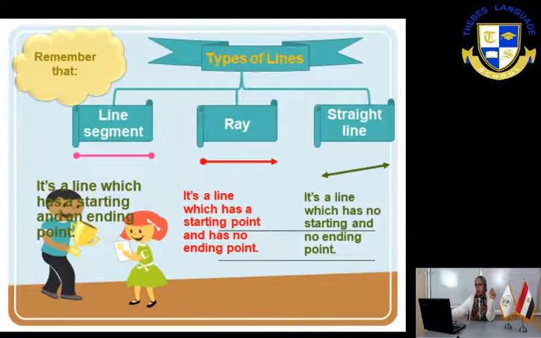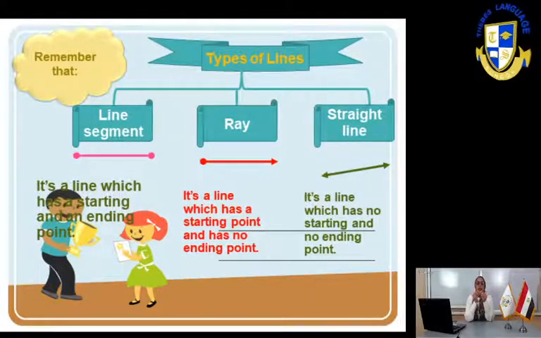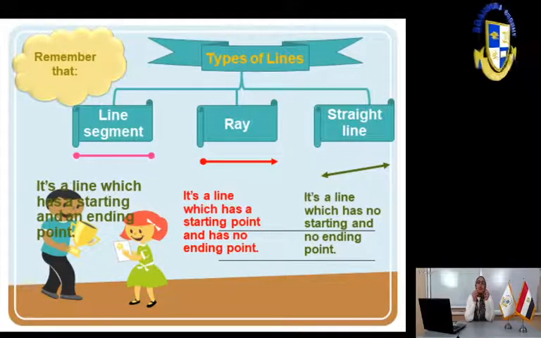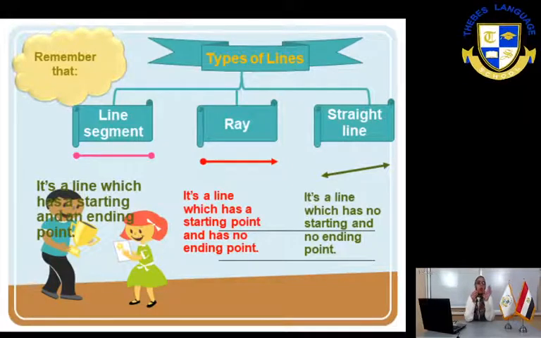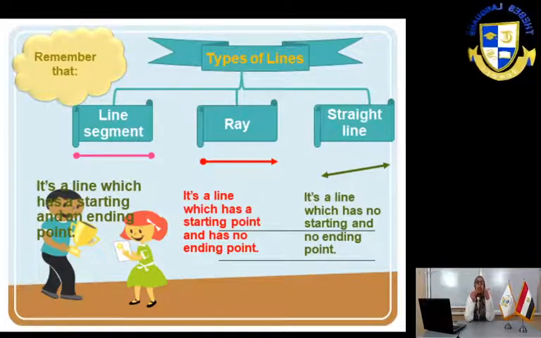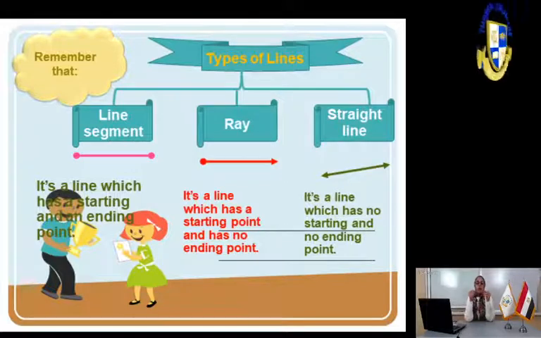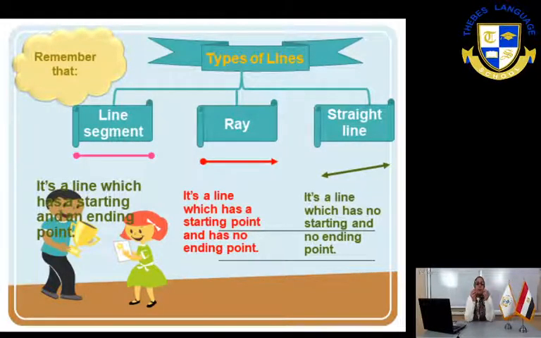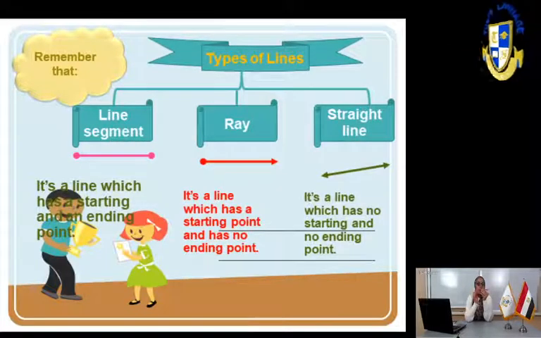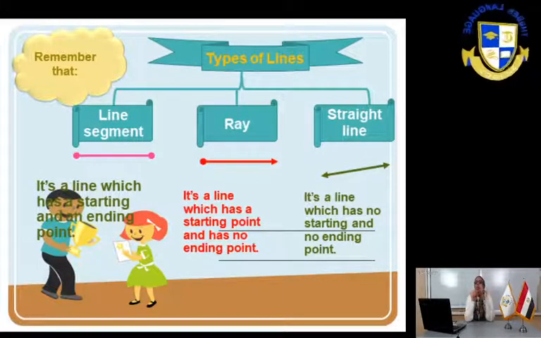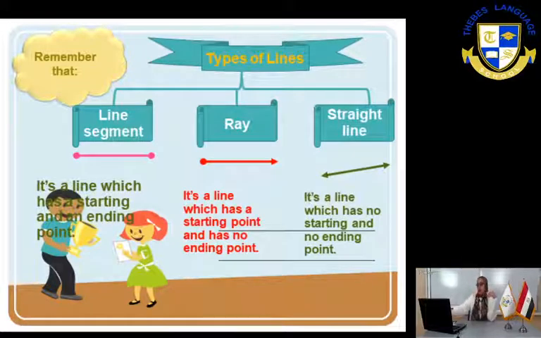The second type is the ray. The ray is a line which has just a starting point and has no ending point. So, can we measure it with a ruler? No, because we don't know where it will stop. The last type of line is a straight line. The straight line is a line which has no starting point and no ending point. So we can't measure it with a ruler. Next slide.